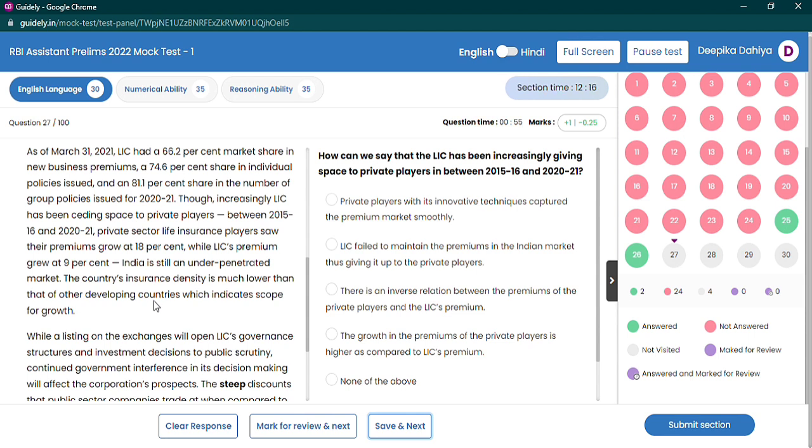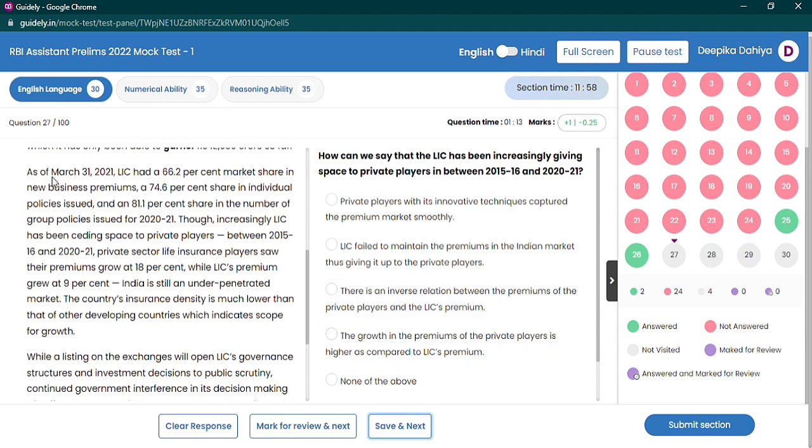So here we could not find the answer, but LIC has been ceding space to private players. Now we will read it again. As of March 31, 2021, LIC had a 66% share in new business, 74% in individual, and 81% share in group policy. So increasingly, LIC has been ceding space to private players. Between 15-16 and 2021, private sector life insurance players saw their premium grow at 18%.